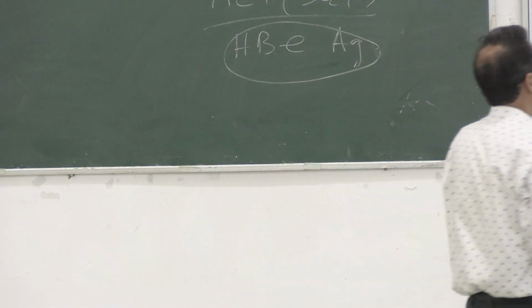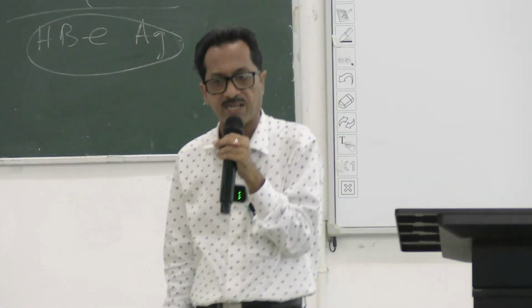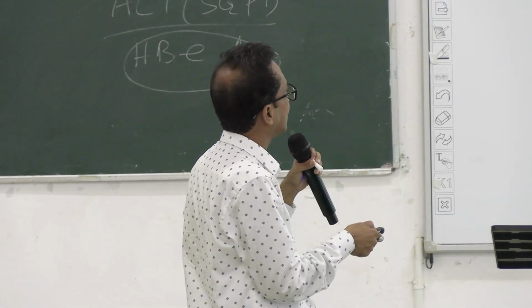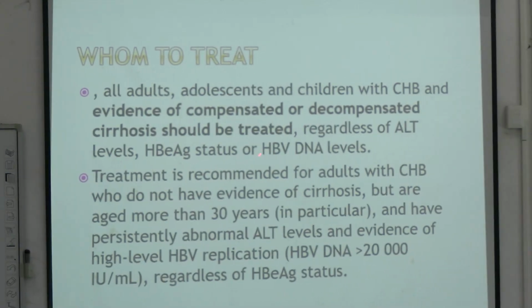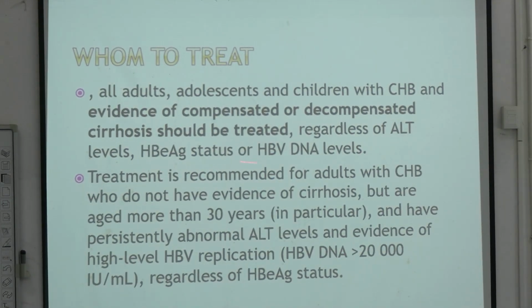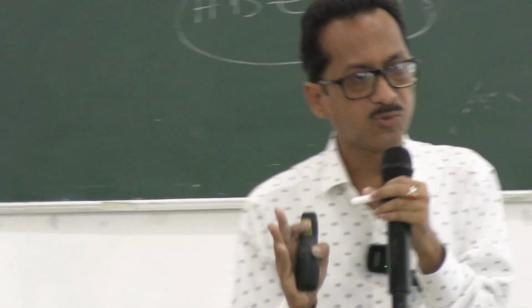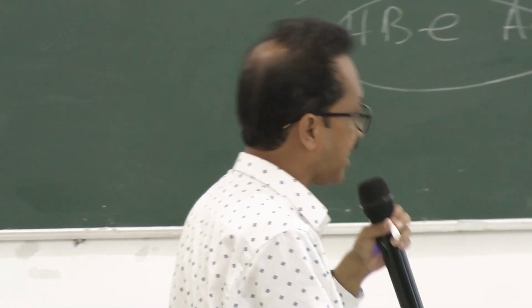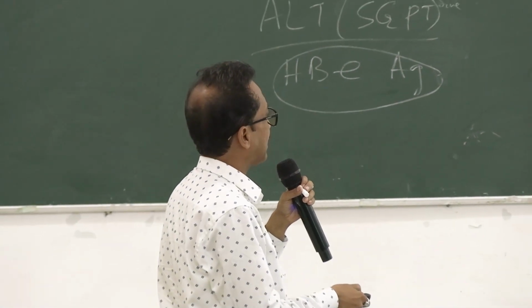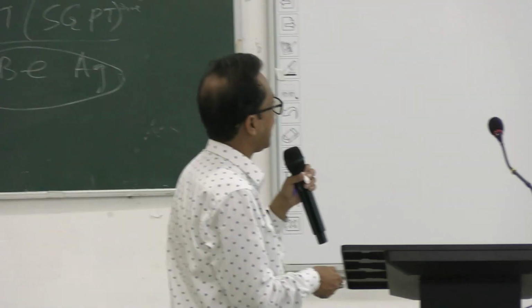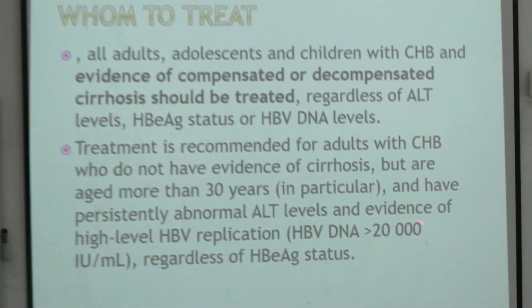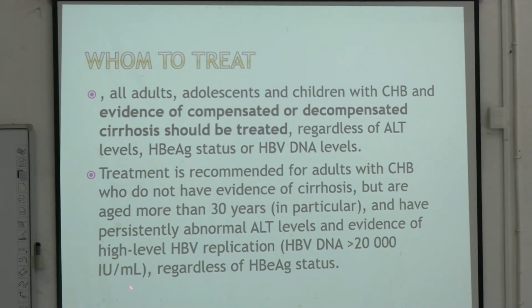Now, whom to treat? This is the guideline on which patients should be treated with antivirals. Any patient having cirrhosis: all adults and children with chronic hepatitis B and evidence of compensated or decompensated cirrhosis should be treated, regardless of liver enzyme, hepatitis B antigen, or hepatitis B virus DNA. So even if those are below the limit, in a patient having cirrhosis due to hepatitis B, you should treat with antivirals. The second part is chronic hepatitis B without evidence of cirrhosis but more than 30 years old, with persistently abnormal ALT, that means high SGPT levels, and high hepatitis B virus replication, hepatitis B virus DNA more than 20,000 international units. So these are the 2 points.